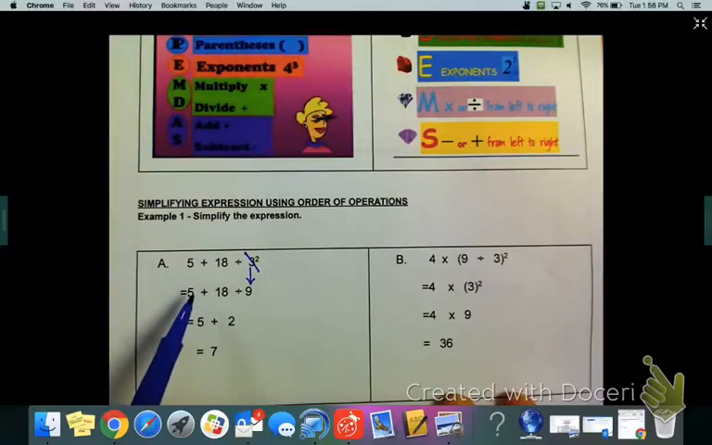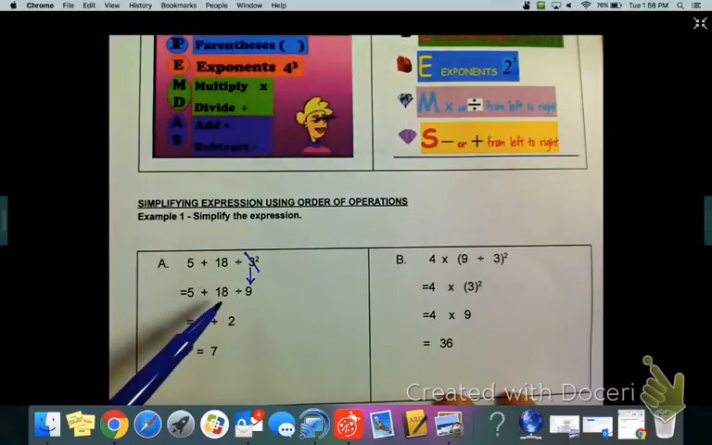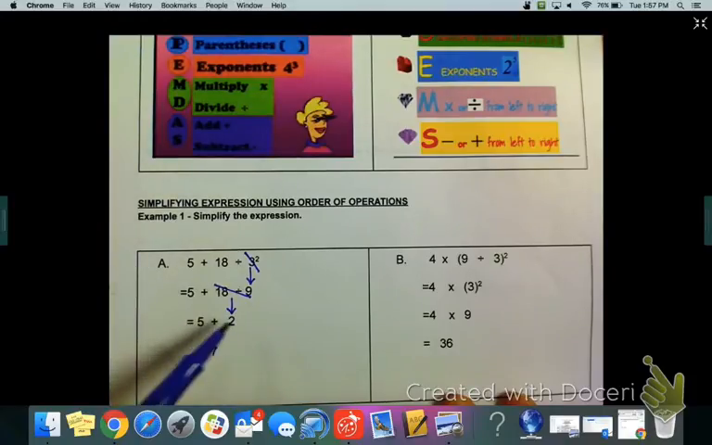The next step would be to do the addition or the division. I have to do division first because order of operations says to do multiplication and division first. So I'm going to cross that out one step at a time. 18 divided by 9 is 2. So I'm going to replace that problem with the answer of 2. And now I've rewritten everything else. It's 5 plus 2 equals 7.